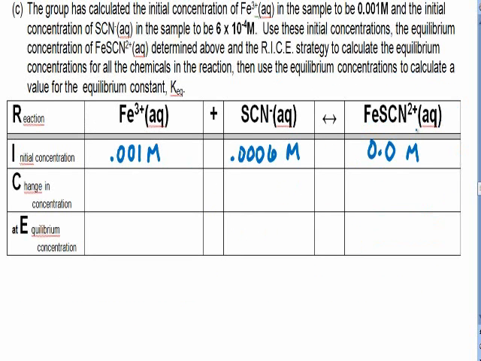Now that we have our equilibrium concentration of the FeSCN 2+, we can use the RICE strategy to calculate a value for our equilibrium constant, which is the goal in the lab exercise. At this point, here's what we know for our RICE strategy. Our initial concentration of the iron ions is 0.001 molar, and this is in the diluted solution of the entire mixture of the irons and thiocyanates. Our thiocyanate concentration is 0.0006 molar.